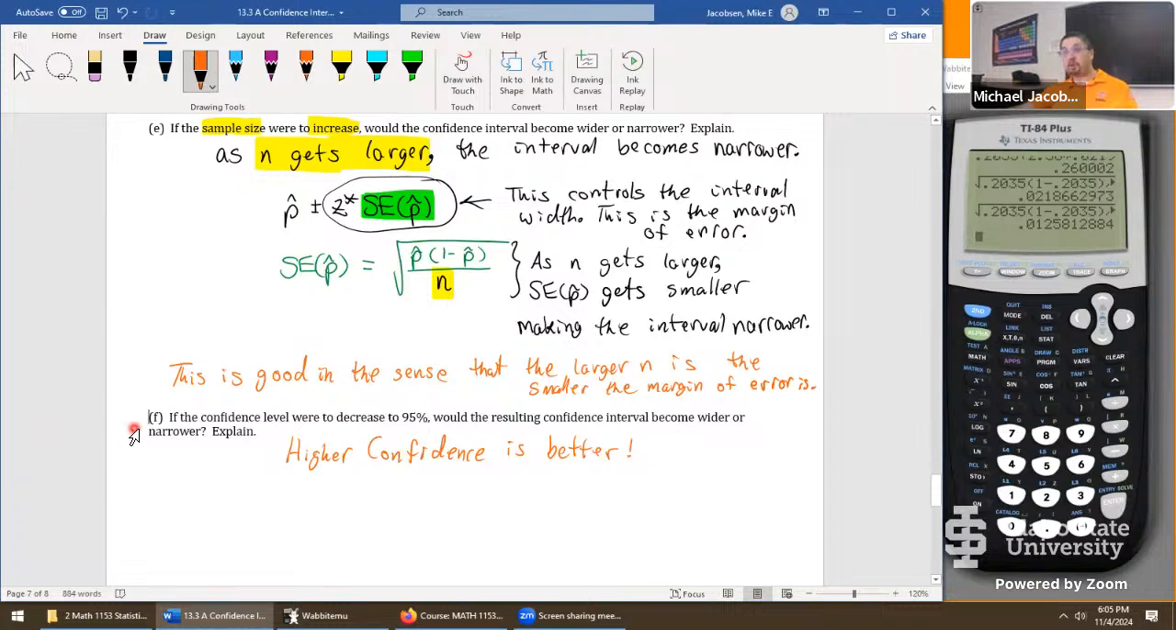But let's take a look at part F with that statement in mind. Part F is asking, if the confidence level were to decrease down to 95% from 99%, would the resulting confidence interval become wider or narrower? This one's just as tricky. Any volunteers? It would be narrower. Good call. If we drop our confidence, remember that's a bad thing. Higher confidence is typically what we want. So if we drop our confidence, we are rewarded with a narrower interval, which is something that we do want.